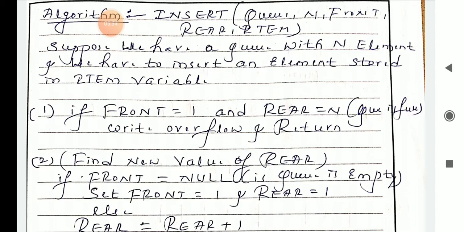Take one queue first, then decide its size, that is n, and in that queue of that size you have to decide the front and rear, and you have to take one more value, that is the item. Okay, that is the variable. Suppose we have a queue with an element, and we have to insert an element stored in the item variable.